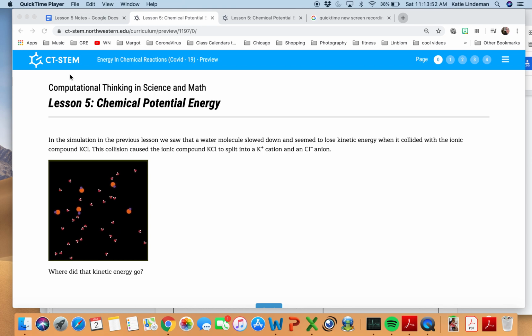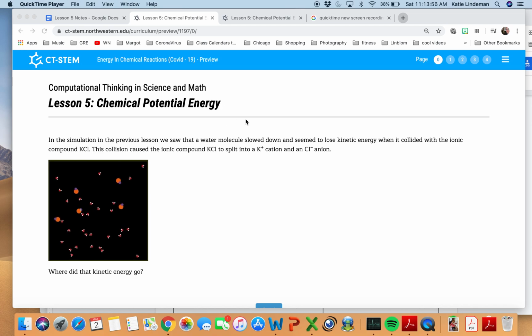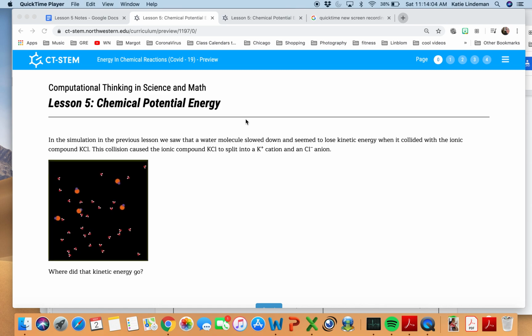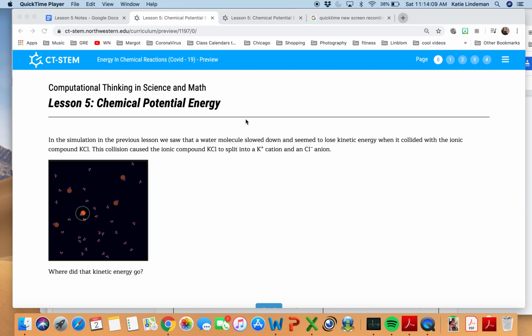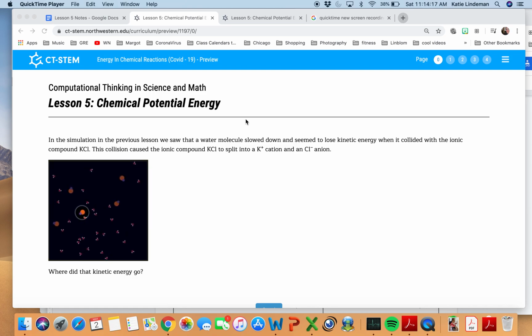This video is meant to talk through Lesson 5, pages 0, 1, and 2. So in the simulation in the previous lesson, we saw that a water molecule slowed down and seemed to lose kinetic energy when it collided with the ionic compound potassium chloride. This collision caused the ionic compound potassium chloride to split into a positive potassium cation and a negative chlorine anion. So the question is, where did the kinetic energy go?